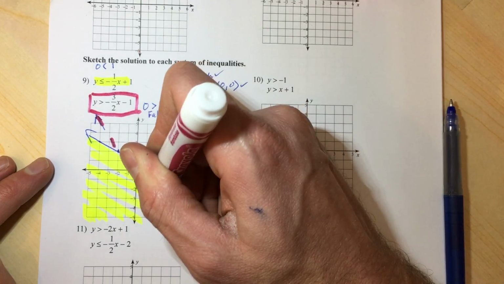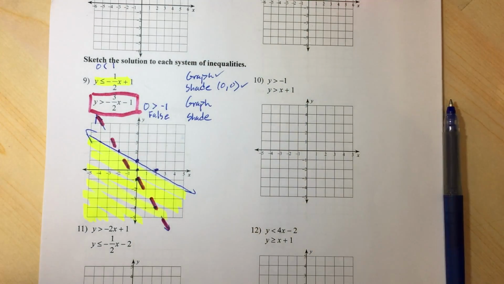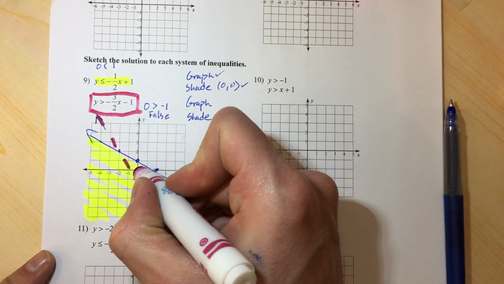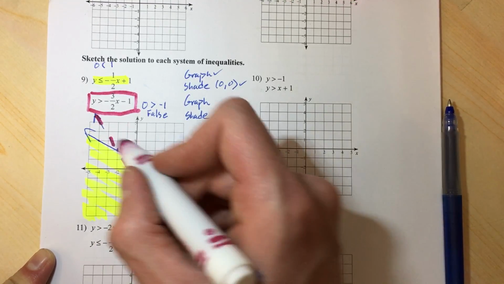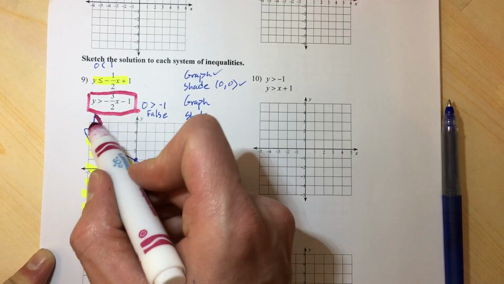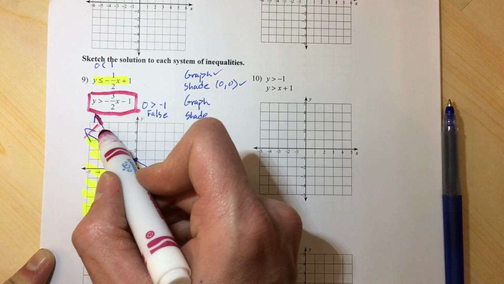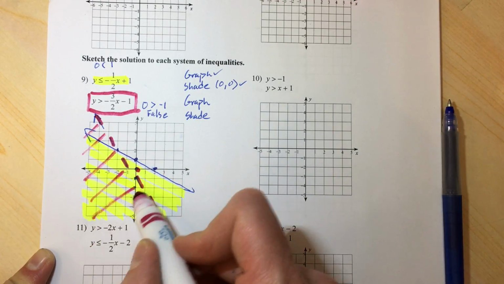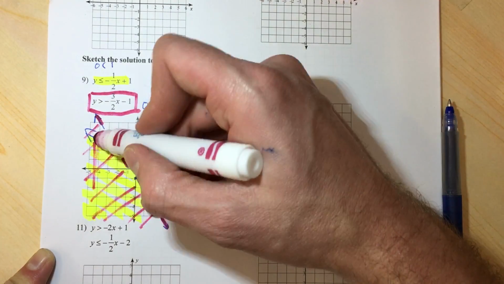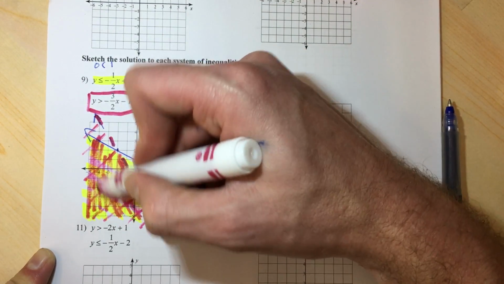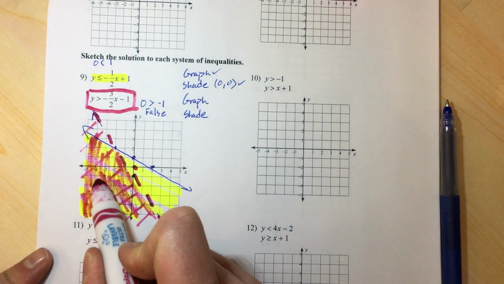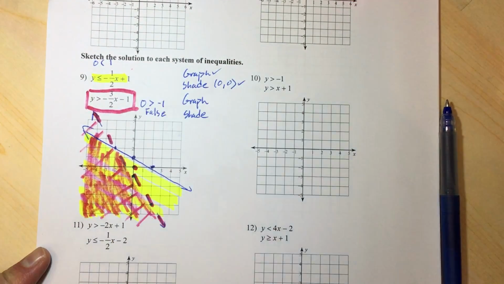Maybe it helps if I draw it in pink. Okay, there's our pink line, right? And we know that this point is false. So we have to shade on the opposite side of the pink line. And that is over here. And so our solutions are where they are both shaded. Okay, so any point in this double shaded area is going to work for both equations.